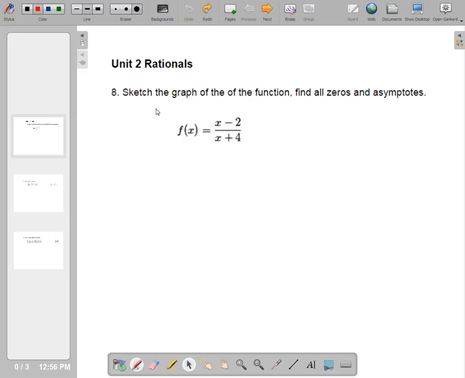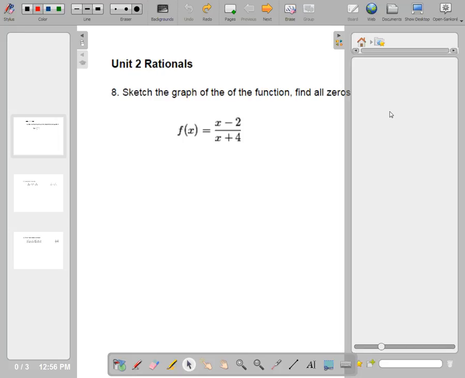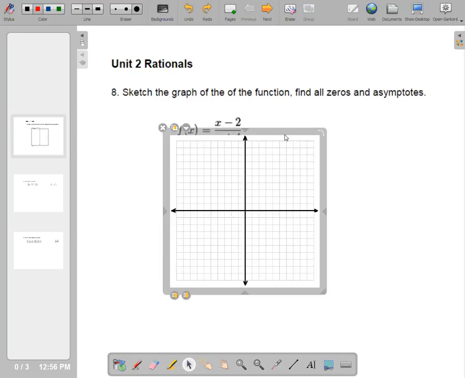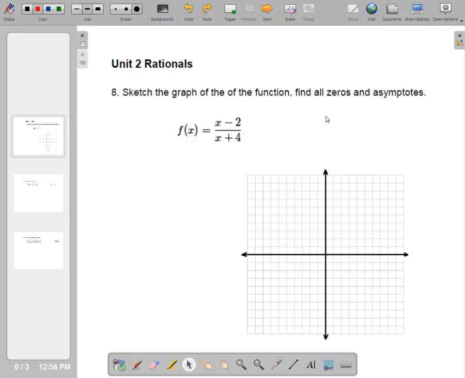Next up in our crash course is the rationals unit. So, rationals unit, we can do a couple things. First thing, if it says sketch the graph of the function, let's see if I can get myself a grid to work with. Sketch the graph. I'm going to analyze this. I need to find the zeros and the asymptotes.